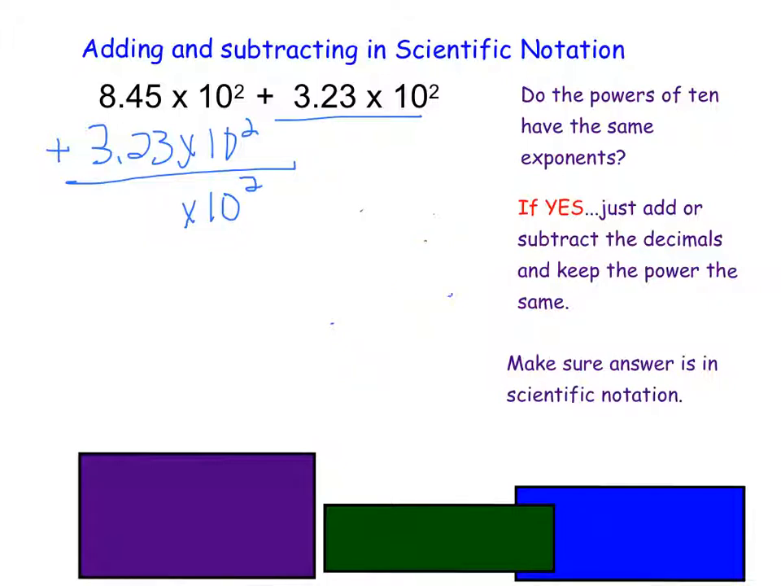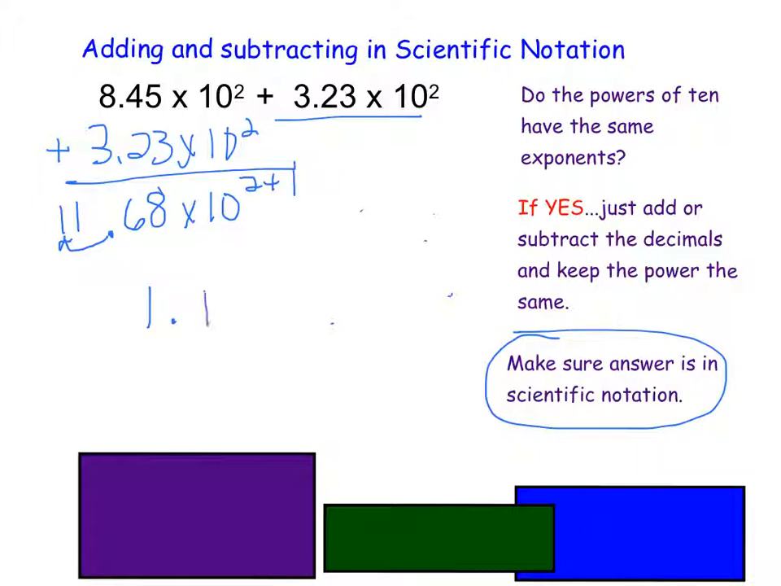But you add the coefficients. So 5 plus 3 is 8, 4 plus 2 is 6, carry down the decimal, 8 plus 3 is 11. And then you have to make sure that it's in scientific notation. This one is not. We have to make the decimal one place smaller, so we have to make my exponent 1 bigger. So my answer is 1.168 times 10 to the third.